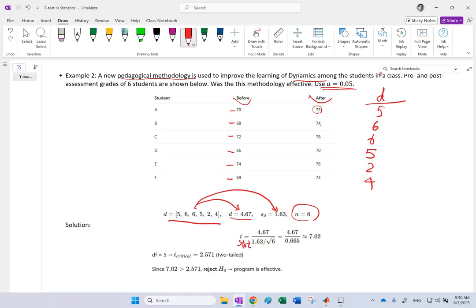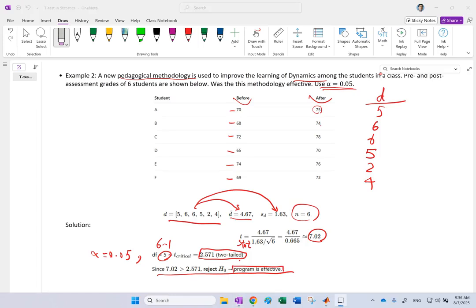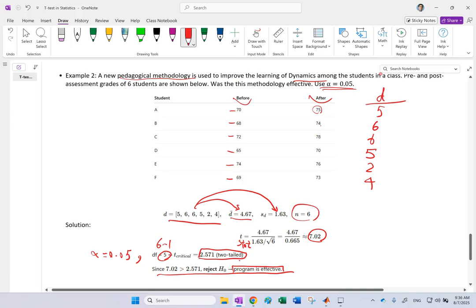Your t-stat is going to be 7.002 with degree of freedom, which is 6 minus 1, 5, and with alpha of 0.05. You go to the table and you find 2.571. And this is way bigger than that. So of course you reject it and you can say the program was effective. Or in this case, to better say it, there was a significant difference between the pre and post data.